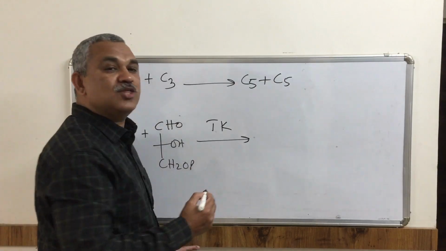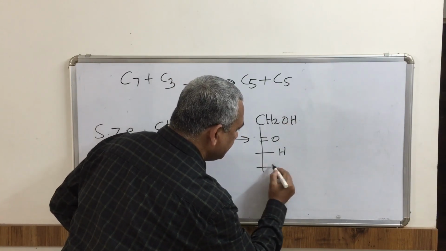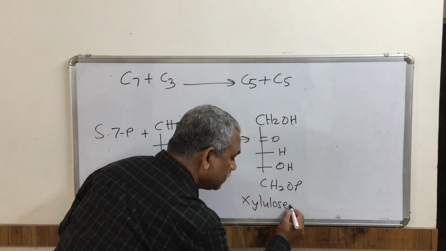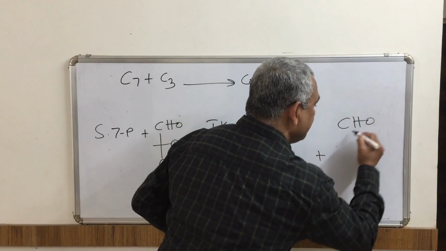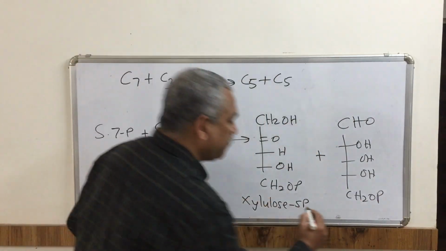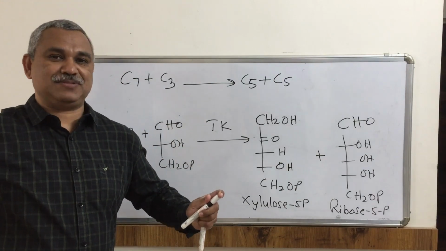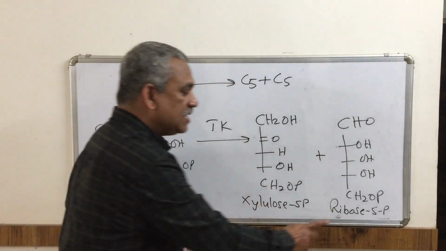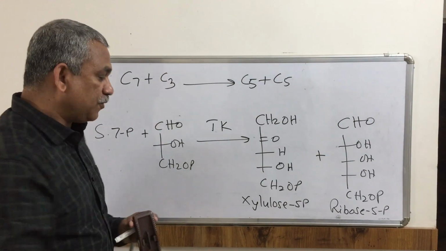You will get now 2 products. The 2 products are, one is xylulose 5-phosphate, and the remaining 5 carbons of pseudoheptulose will be ribose 5-phosphate. So by using this series of enzymes like transketolase and transaldolase, finally we have got 2 5-carbon products, xylulose 5-phosphate and ribose 5-phosphate. Our next step is to synthesize ribulose, which is a ketose, from these 2 products.